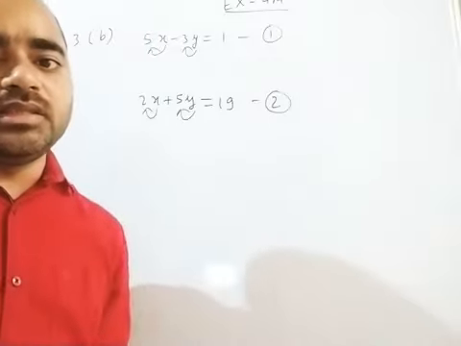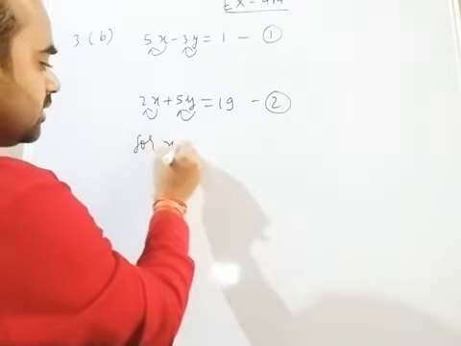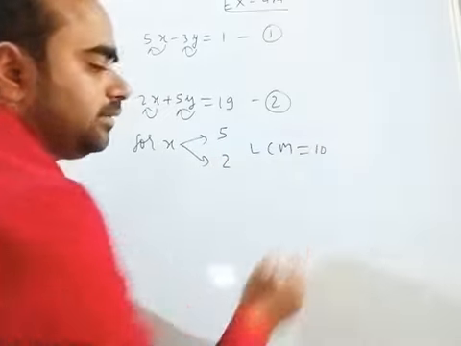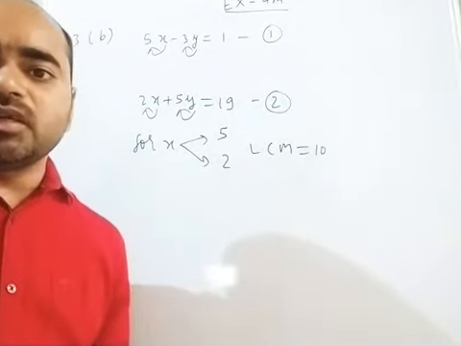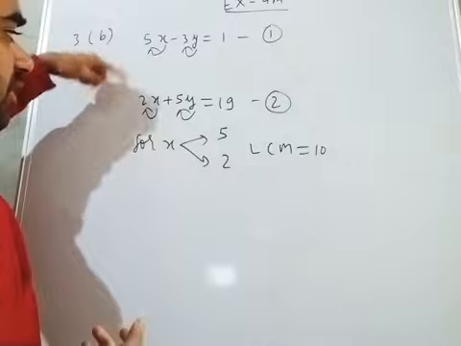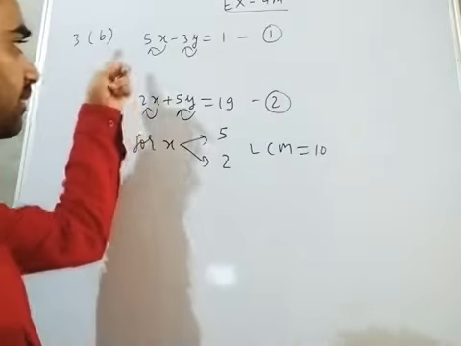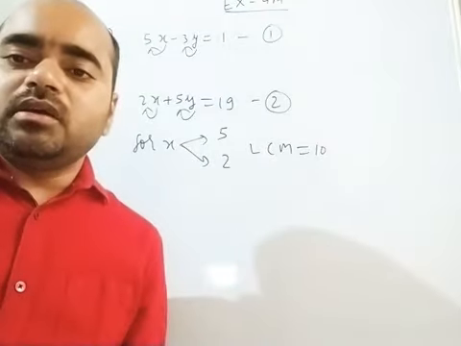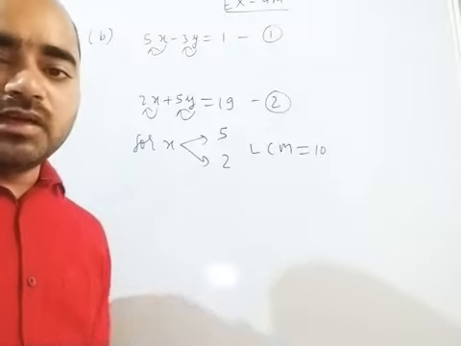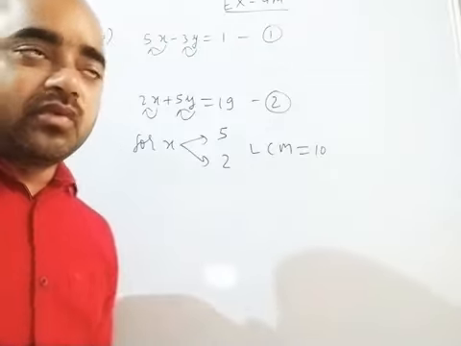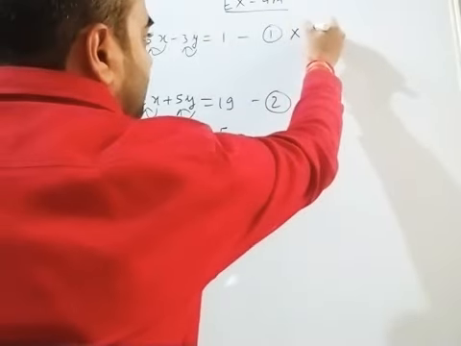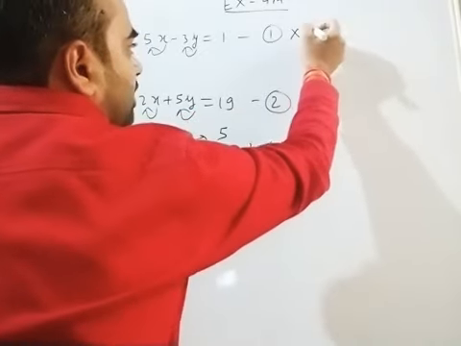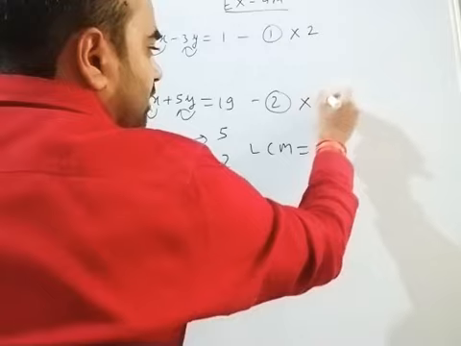By taking the LCM. For x the coefficients are 5 and 2, so the LCM will be 10. We have to make both the coefficients 10. How to make 5 as 10? We'll multiply by 2. How to make 2 as 10? We'll multiply by 5. But whenever we are multiplying or dividing, we have to multiply each of the terms of the equation. In the first equation we will multiply by 2. In the second equation we will multiply by 5.